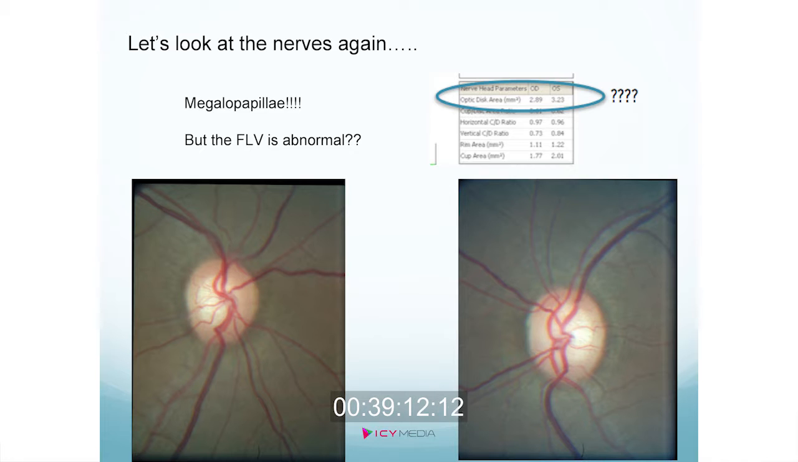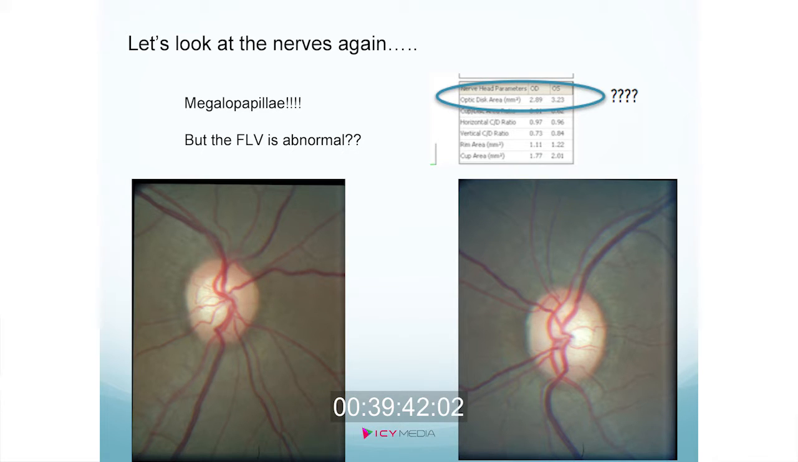We look at the nerves again, okay? They're big. Overall, they're big. Not only is the cupping big, but if you're really good at looking at optic nerves, the nerves themselves are huge. The left eye is even bigger than the right eye, but they're very large. She's a myope, remember. Myopes, by definition, have larger nerves than hyperopes. So was she allowed to just have large nerves and large cups, but the FLV was abnormal.